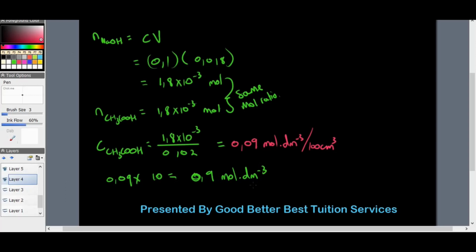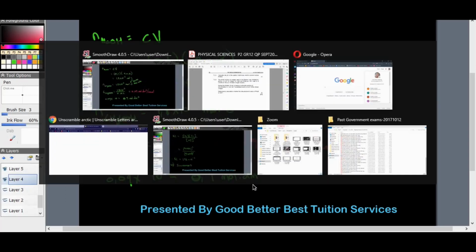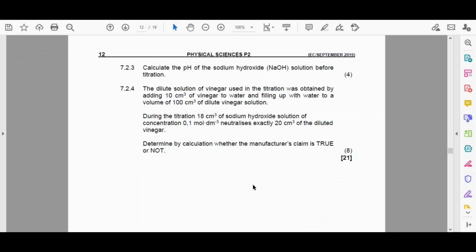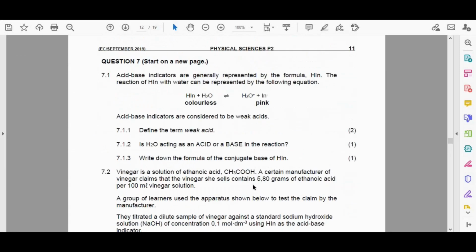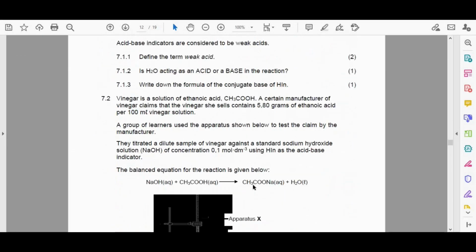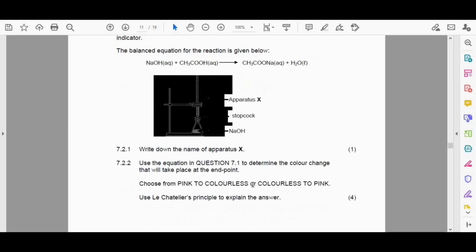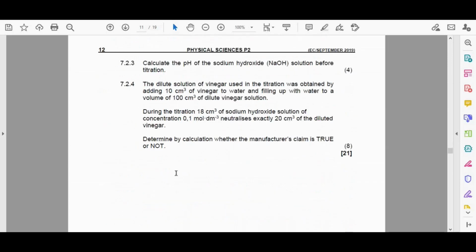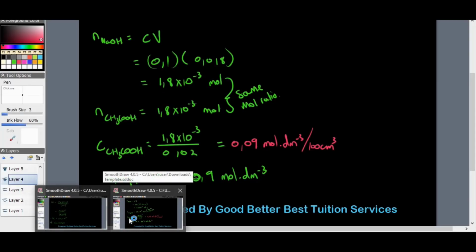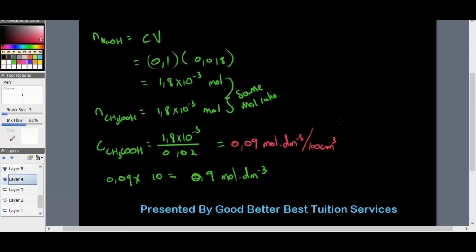Now to come back, we need to find out what is the mass. Just to go back to the question, they asked to determine whether the manufacturer's claim is true or not. Now, what is her original claim? She claims that the vinegar she sells contains 5,8 grams of ethanoic acid per 100 milliliters. We need to prove if her claim is correct. So what do we do?